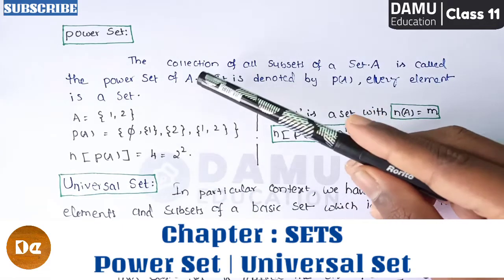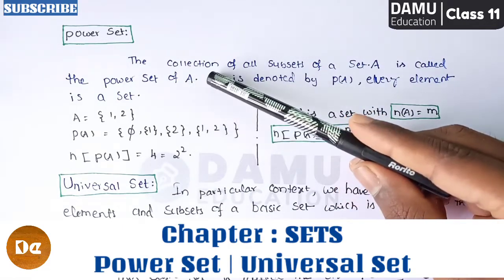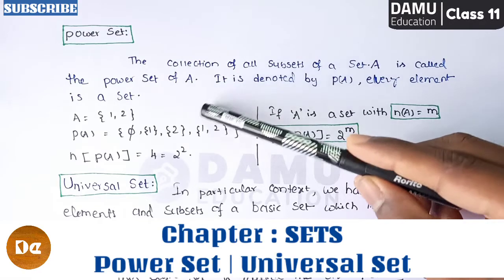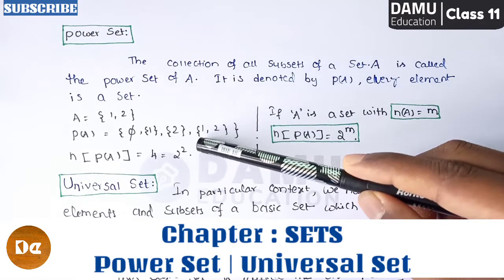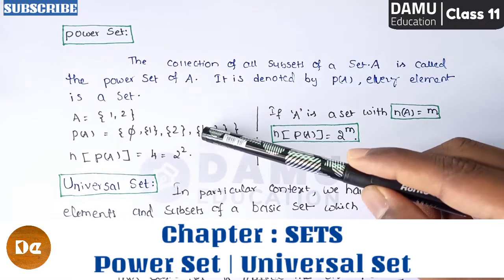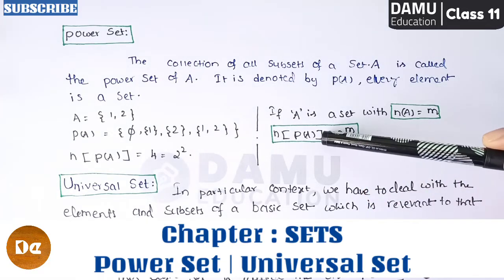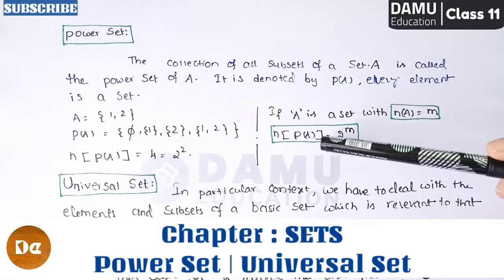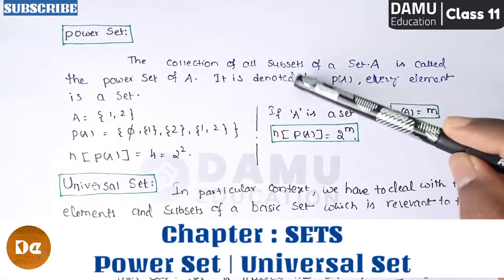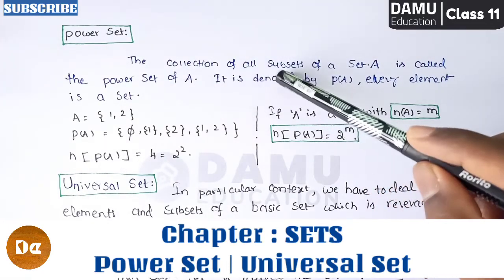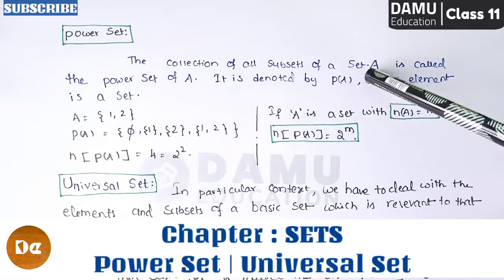So first of all, we'll see power set. I will explain what is the definition. After that, we're going to take one example, how many elements are there in a given set, and what is the formula for the number of elements which are present in a power set. So power set: the collection of all subsets of a set A.